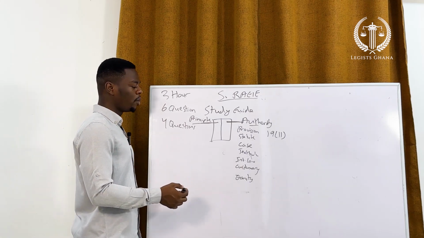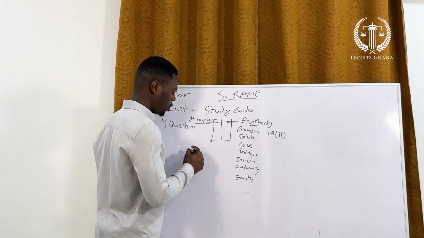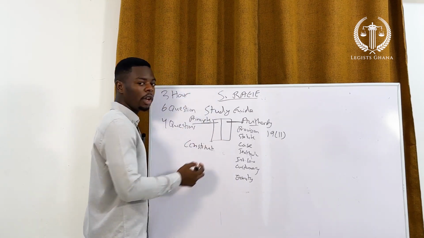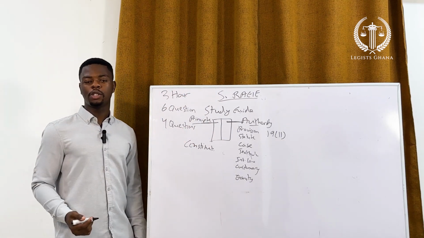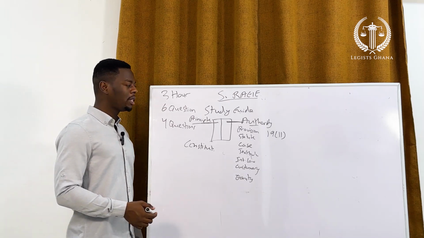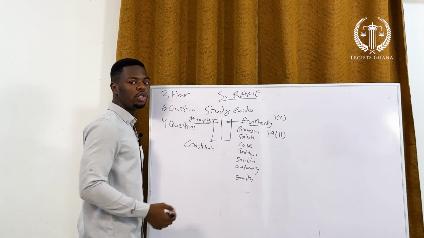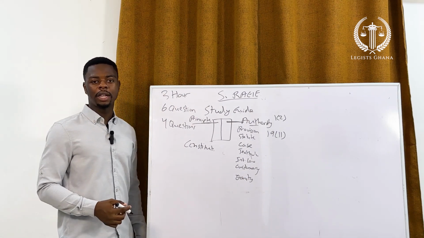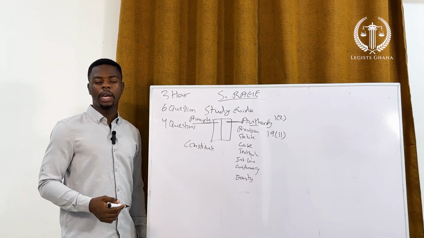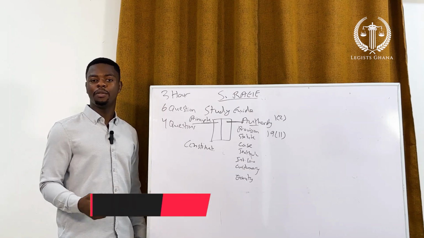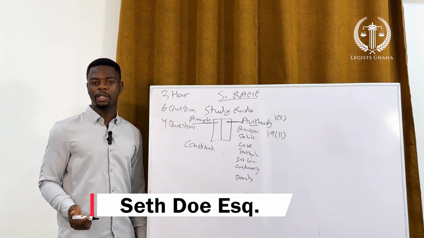So another example is for constitutional law. For constitutional law, we have a principle known as the supremacy of the Constitution. So for the supremacy of the Constitution, the authority is Article 1, Clause 2 of the 1992 Constitution of Ghana, which provides that the Constitution is supreme and any law that is inconsistent with the Constitution will be declared null and void to the extent of the inconsistency.